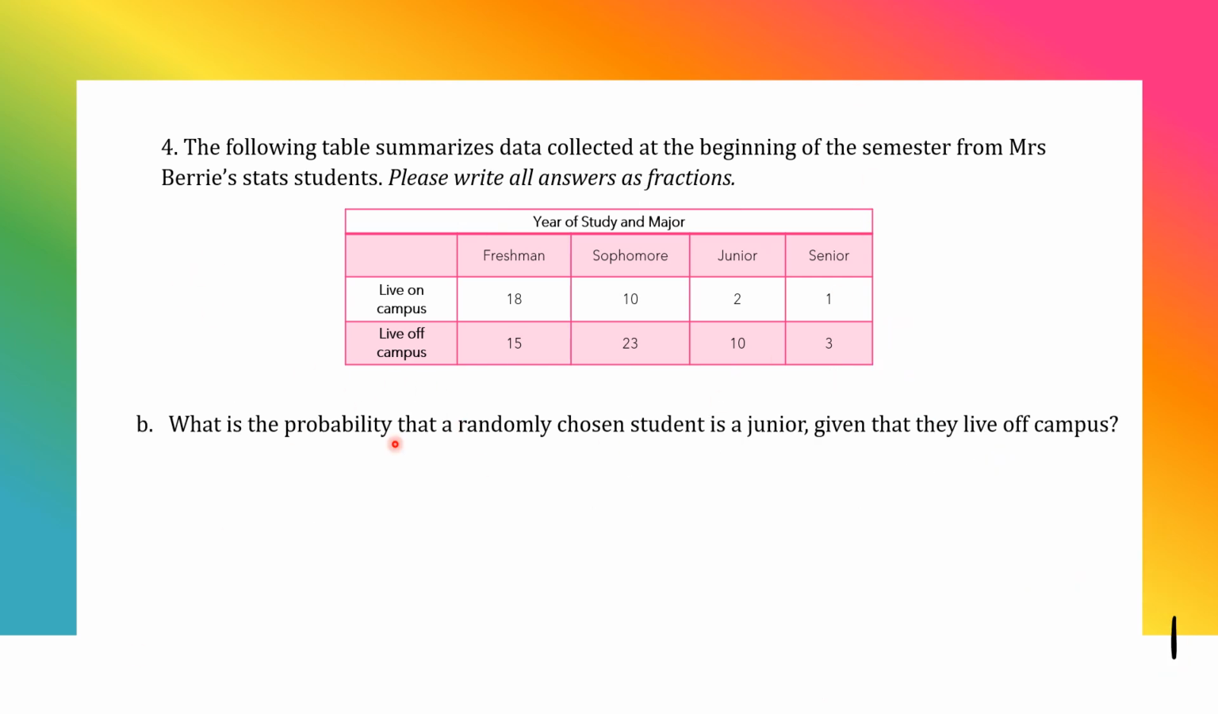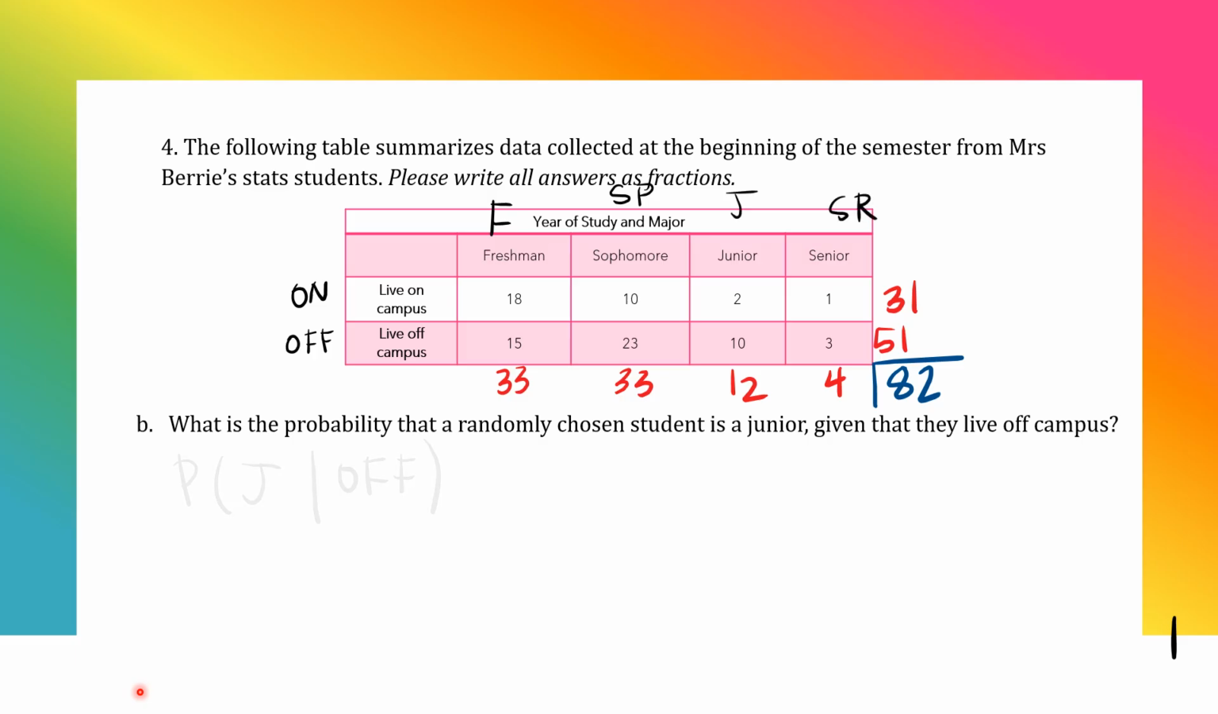Similar, or same table, sorry, same table. Let me get the totals on there. Now we're looking at what's the probability that a randomly chosen student is a junior, given that you already know that they live off campus. So probability, there's all my abbreviations again. The probability that they're a junior given that they live off campus.